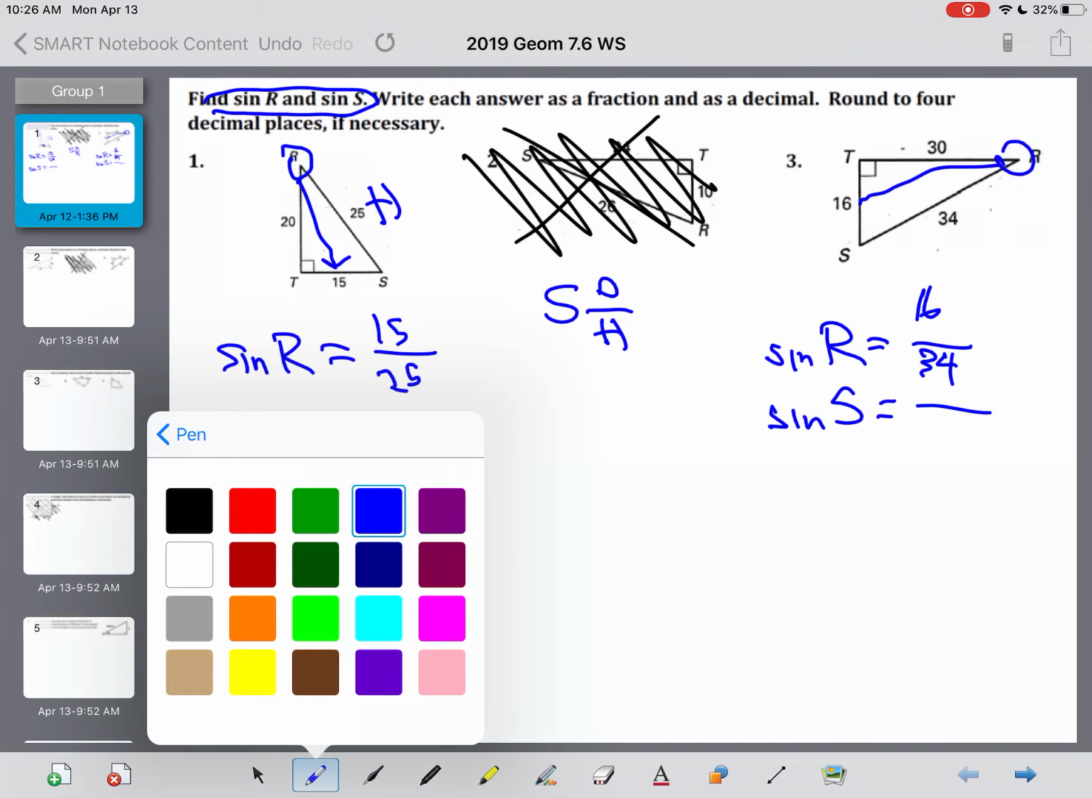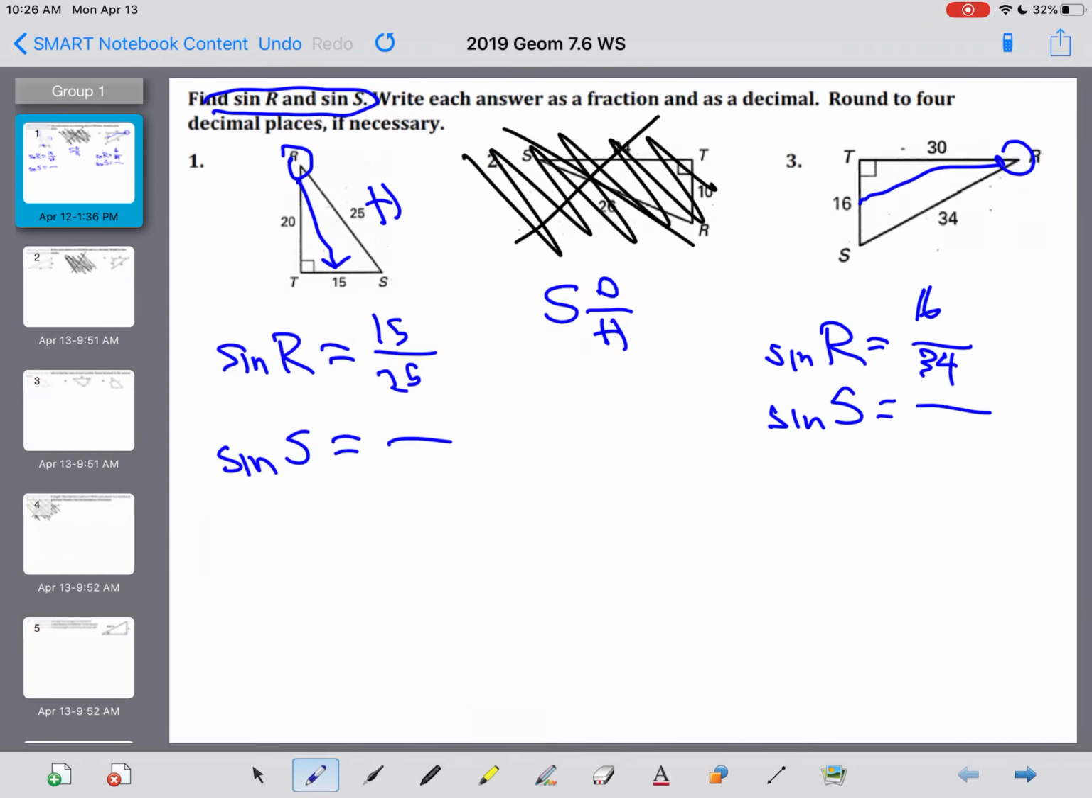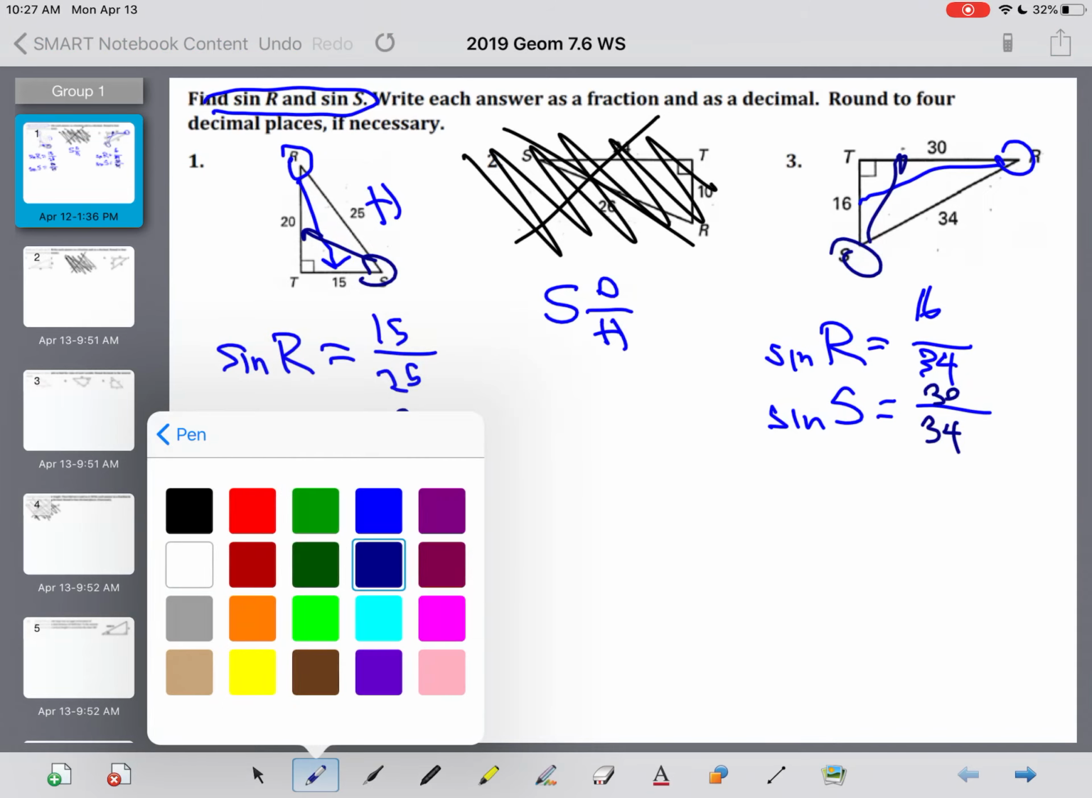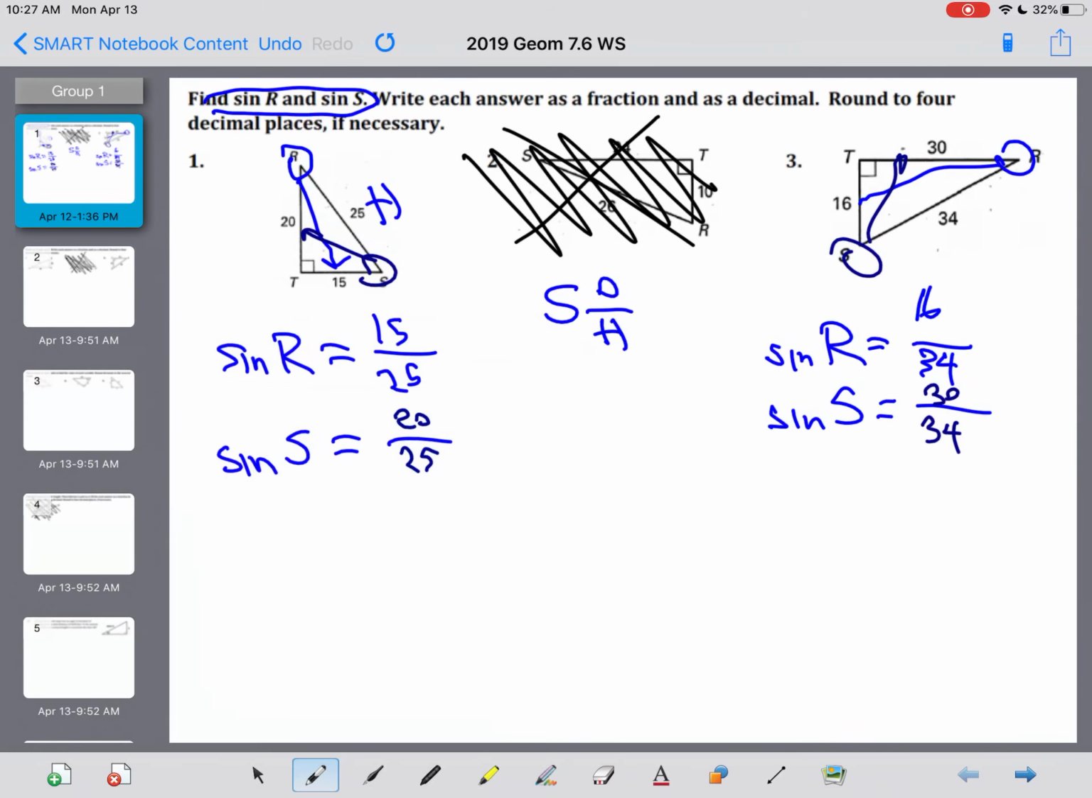If I go ahead and switch over to looking at the sine of s, my opposite here is 20 over 25. And over here, here's s, is 30 over 34. Now in all of my cases here, I just need to do a little bit of fraction work and as a decimal. So I've got the fraction done. So now if I divide this out, I get 0.6. And I could add zeros here. I get 0.8.